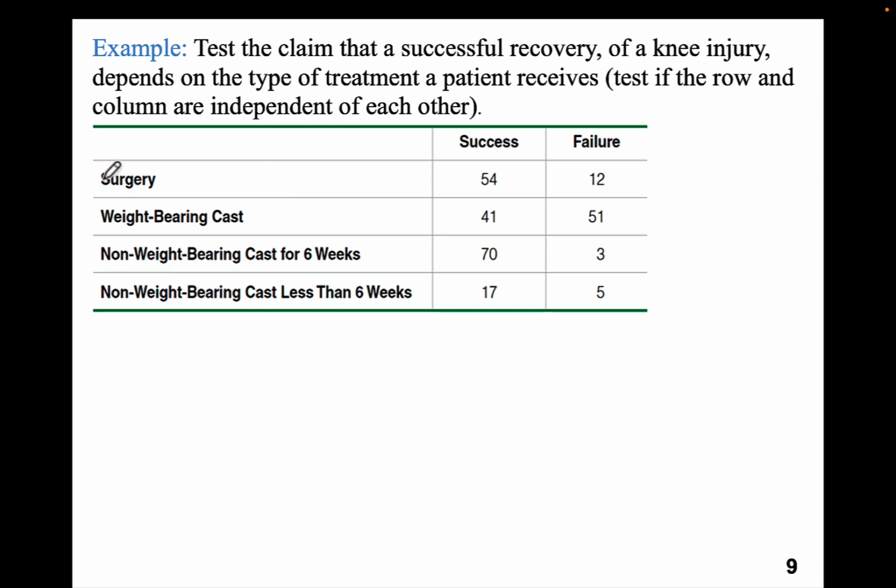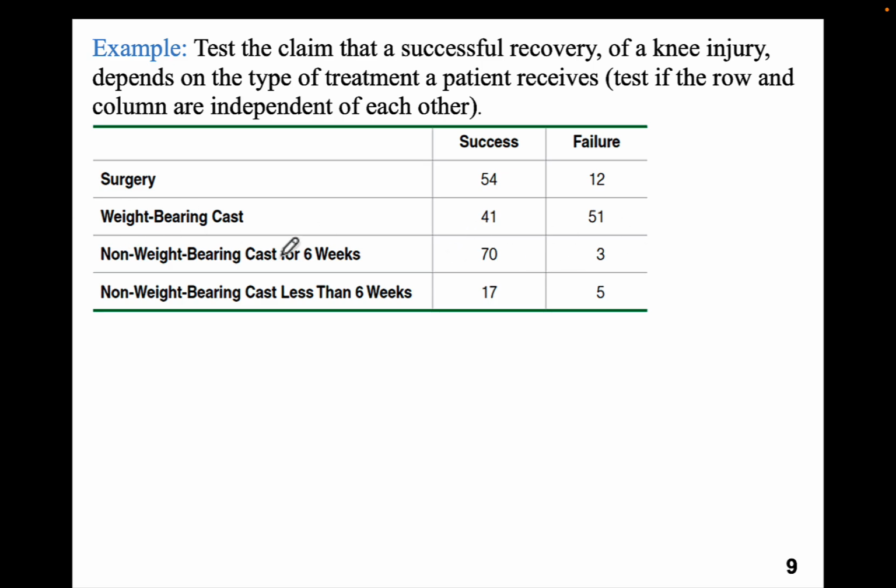So 66 people had surgery. 54 ended in success. 12 ended in failure. Another group of patients, looks like 92 of them, wore a weight-bearing cast. 41 success, 51 failure. Next group of 73, non-weight-bearing cast for 6 weeks. 70 success, 3 failure. That looks good.